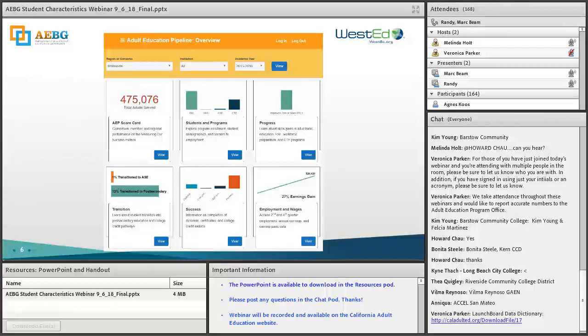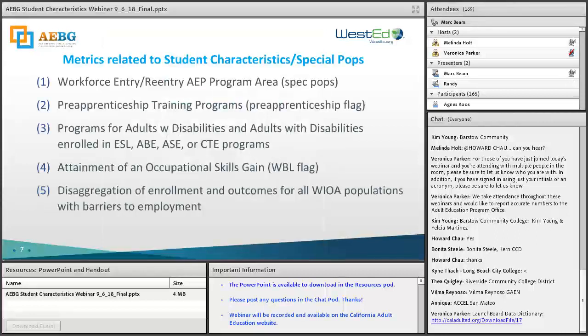Once again, this webinar today is not about the LaunchBoard per se. We will probably be doing a webinar demoing the pipeline sometime soon. We haven't quite scheduled that yet. So it's important to note that the metrics that are defined both in the report and that are displayed in the LaunchBoard rely heavily on student characteristics data elements.